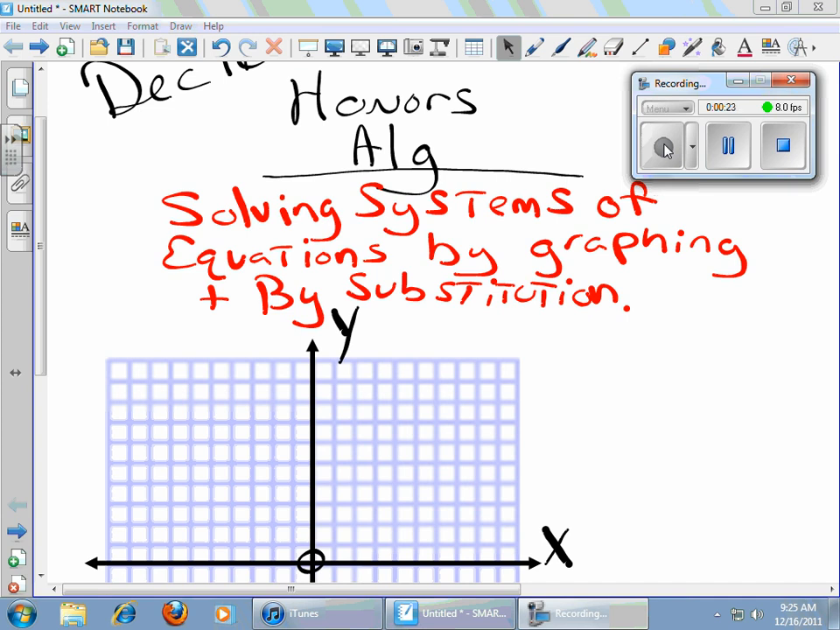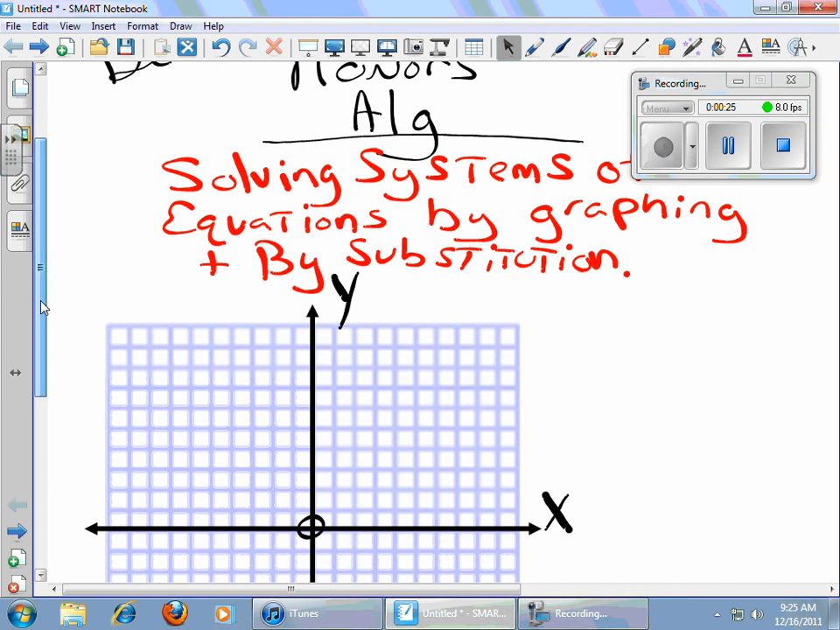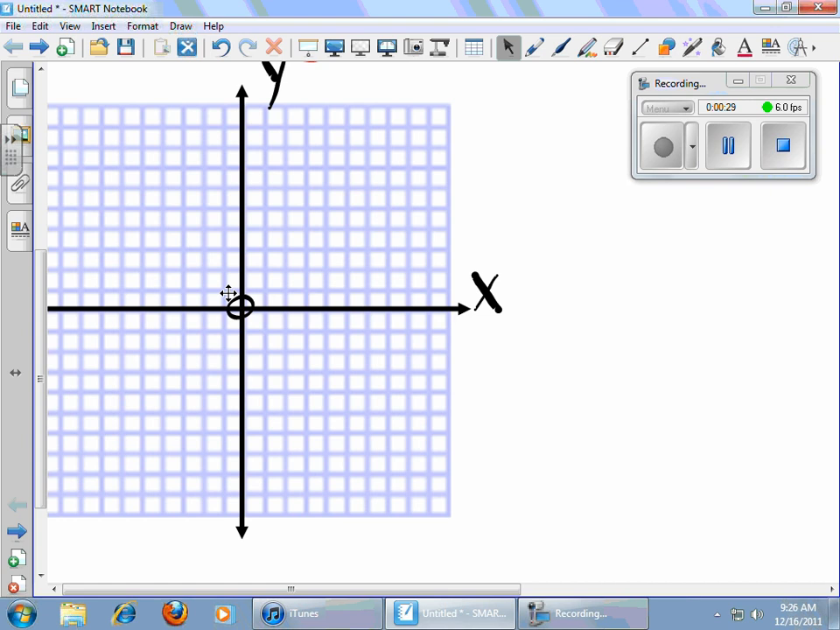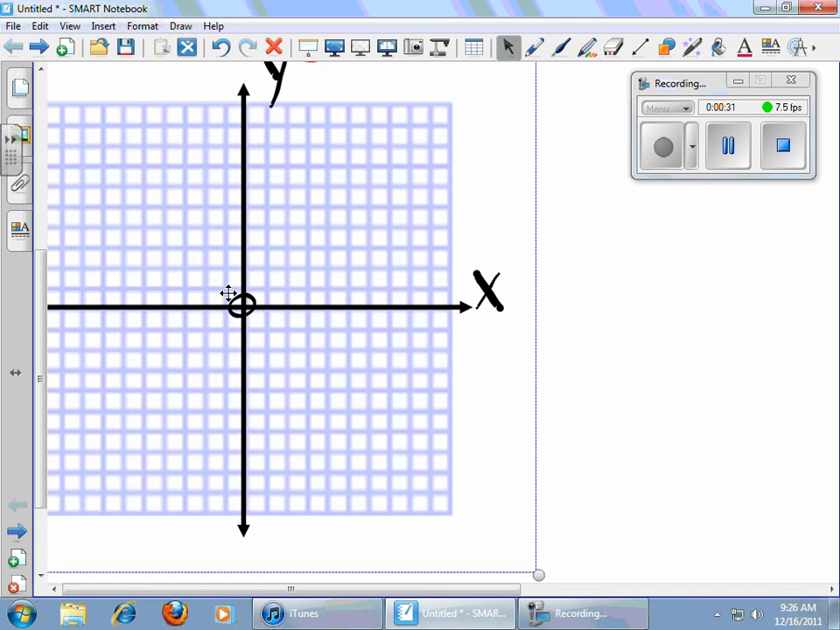All right, quickly, we're going to review how to solve a system just for the people that weren't in class today. If you were in class, you can just kind of pay attention. But if you weren't in class, please, please, please take notes and do it along with me. Let's say we have a system that looks like this.